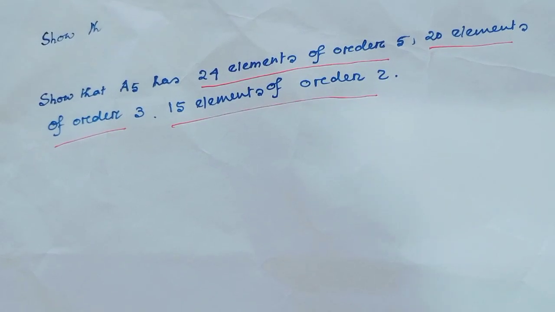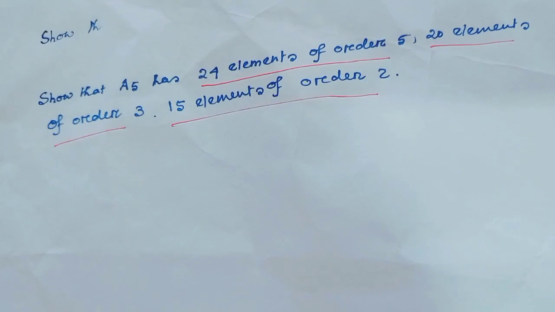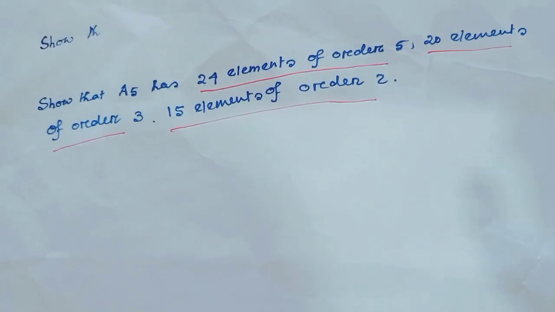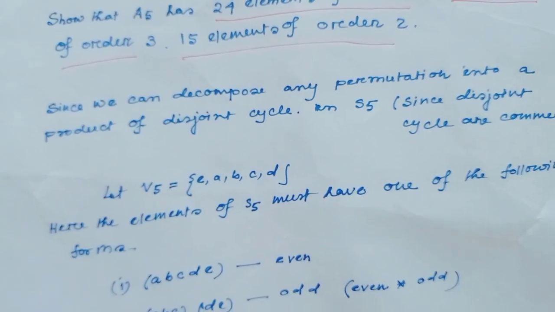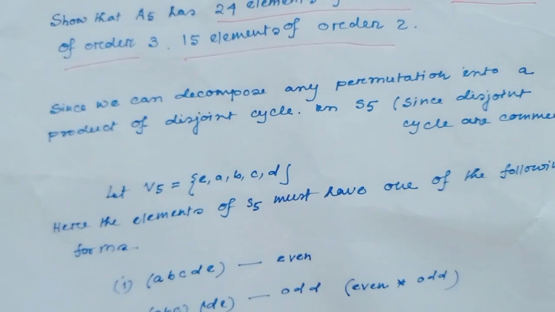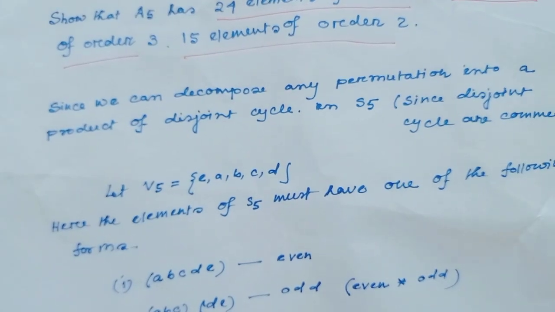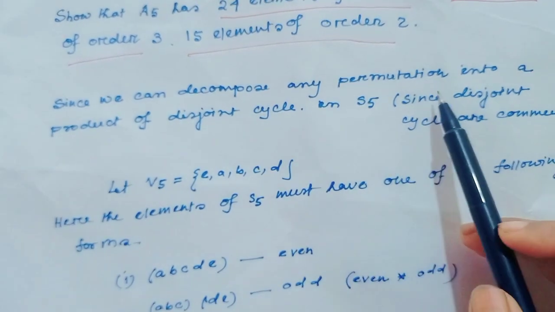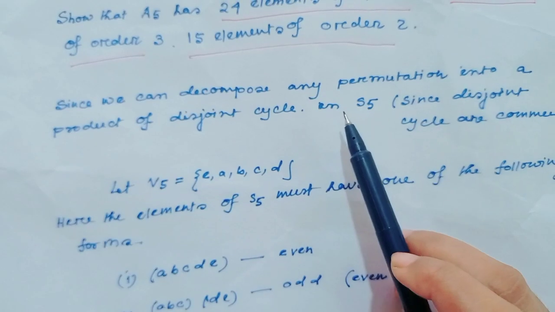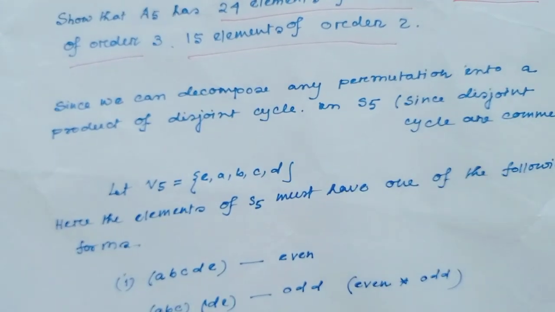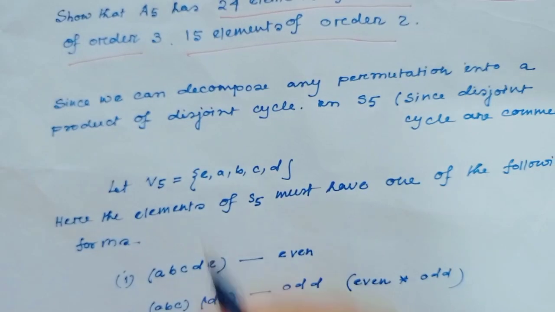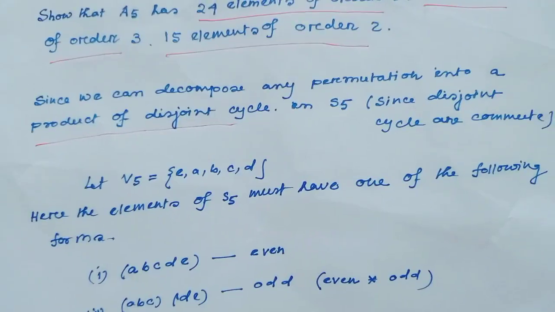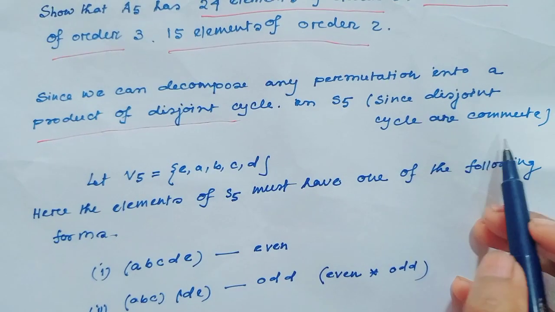Let's come back to our original question. A5 has 24 elements of order 5, 20 elements of order 3 and 15 elements of order 2. At first try it yourself, then see my video. The solution is very easy. We all know any permutation in S5 can be decomposed into a product of disjoint cycles. And we all know disjoint cycles always commute.